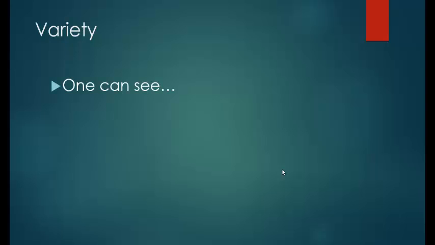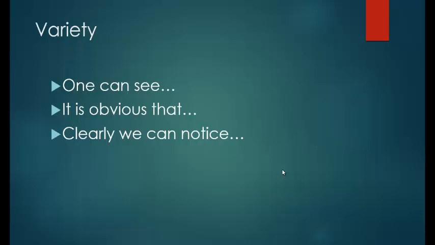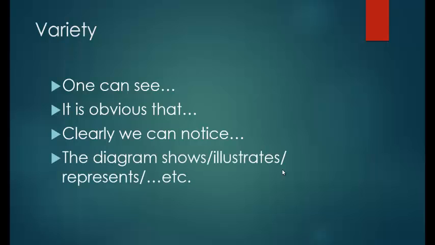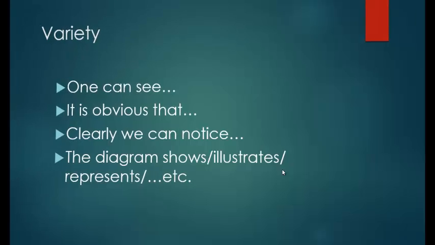For example, you can say one can see so and so. It is obvious that the graph tells us, for example, clearly we can notice, and you mention the comparison. The diagram, for example, shows or illustrates or represents, etc. So you have to use a variety of expressions, not just there is, there are.